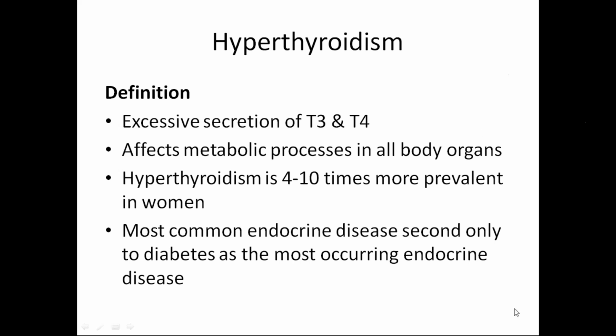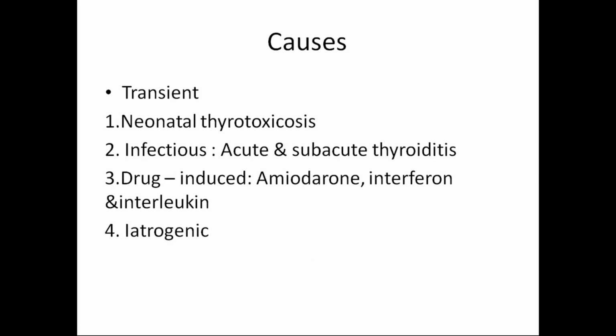This is your Western stats, and the Western books say that. Causes can be transient, like transient hypothyroidism. They can be transient hyperthyroidism, like neonatal thyrotoxicosis, and infectious causes like acute and subacute thyroiditis. As we discussed, subacute thyroiditis can present with both hypo and hyper. Drug-induced causes like amiodarone, interferon, and interleukins can produce hyperthyroidism. And iatrogenic, like if we give more iodine, that can cause hyperthyroidism. All these are your transient causes.